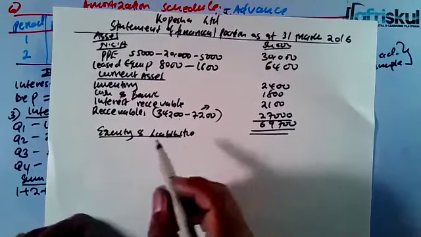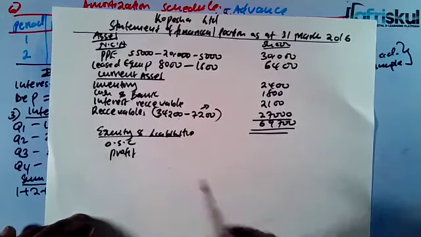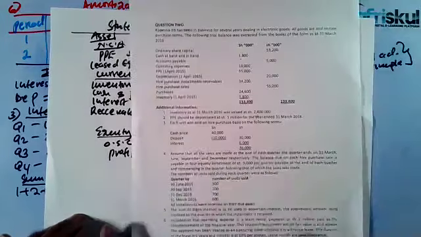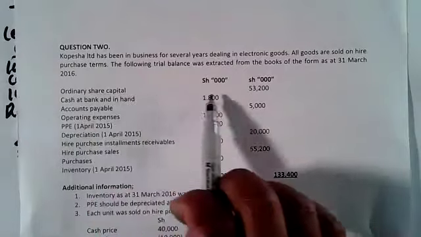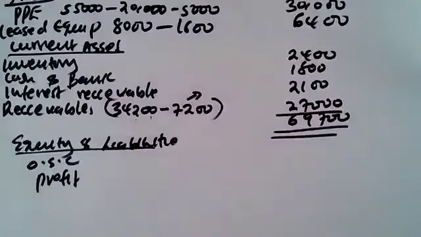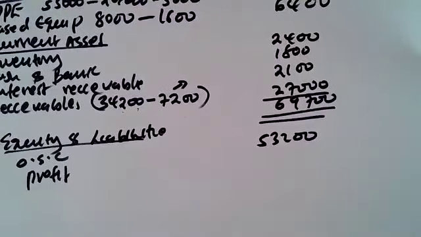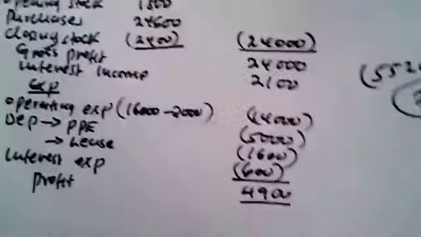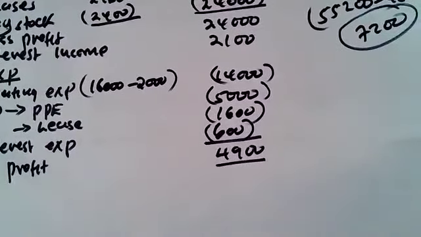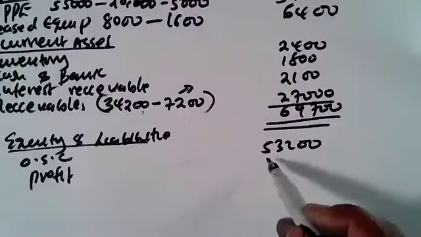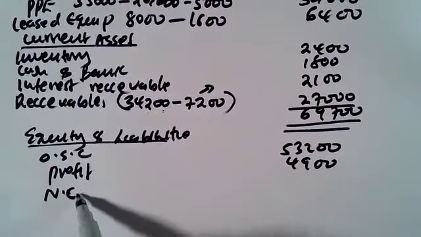Now for the equity and liabilities, we have ordinary share capital, and then you add the profit. The ordinary share capital is already given there as the first item, it was 53,200. And then you add the profit. We didn't have any retained profit, so you just add this profit for the year, which was 4,900. Then we go to non-current liability.